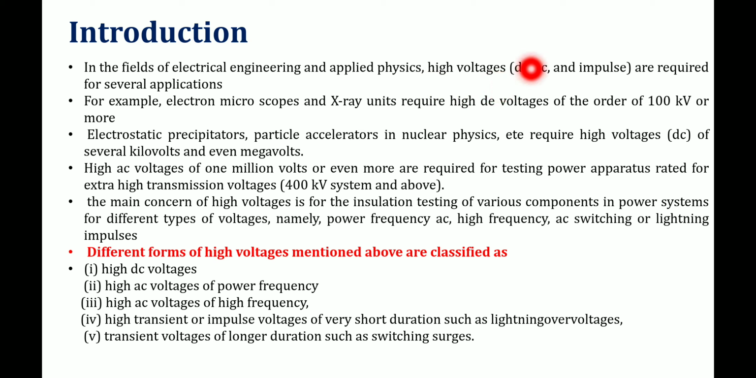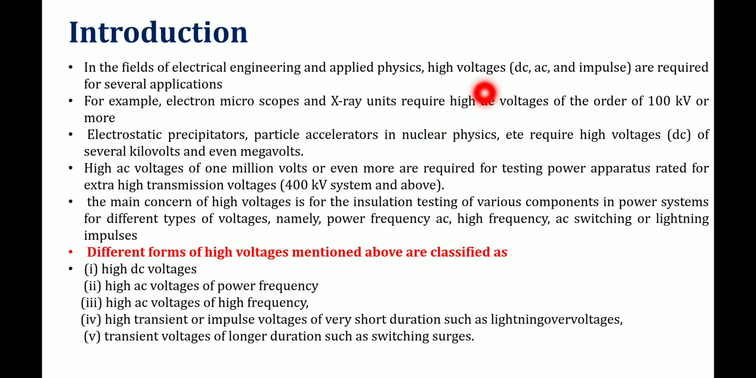Generation of a high DC voltage, generation of a high AC voltage, and generation of impulse voltages. This module, Module 2, is about the generation process of these three different voltages. Where are we going to use these voltages? The first examples are electron microscopes as well as medical applications like X-ray units.